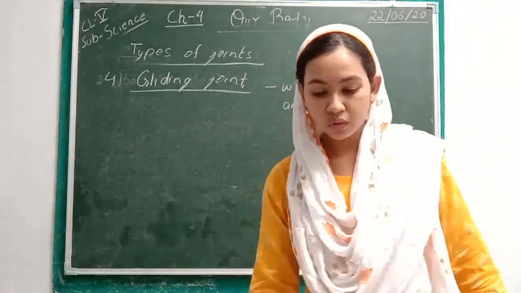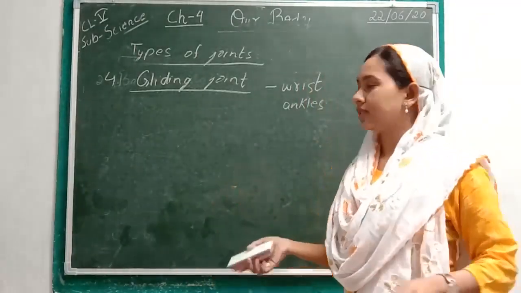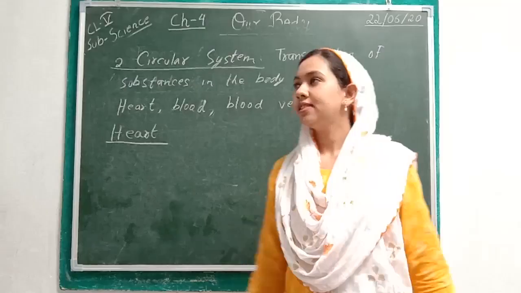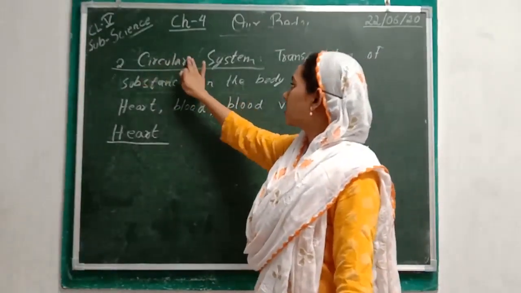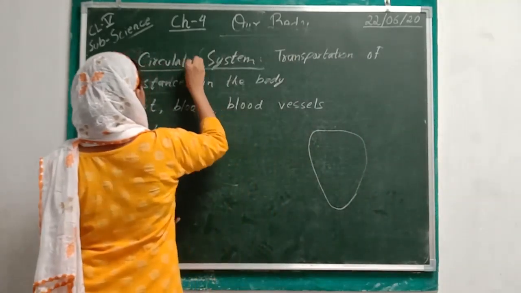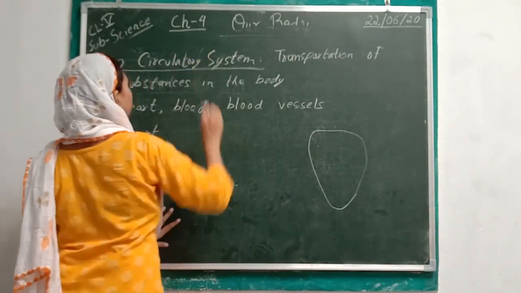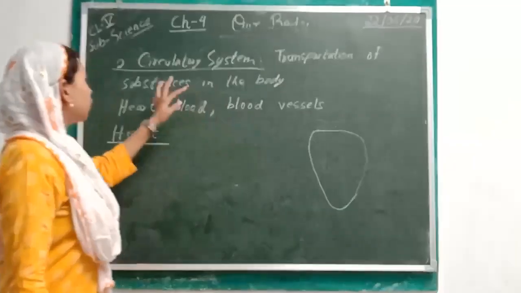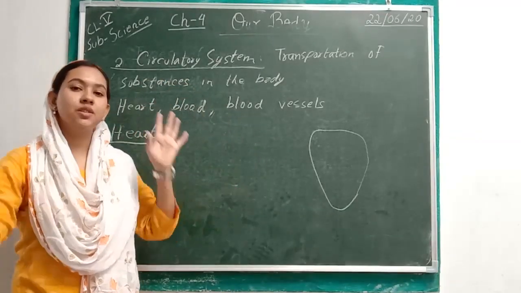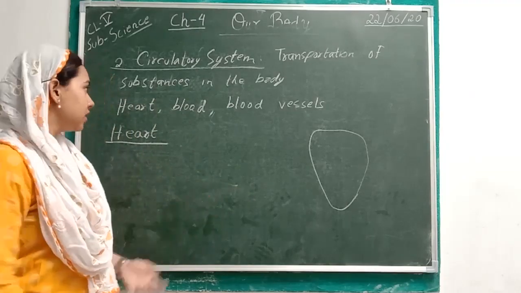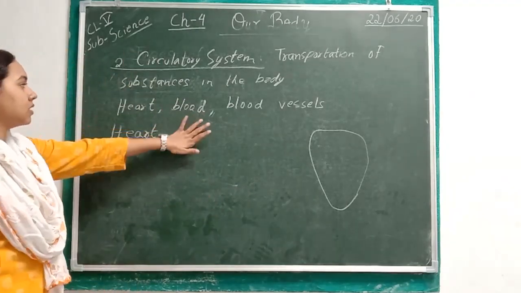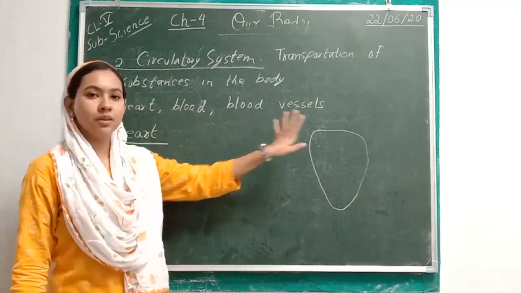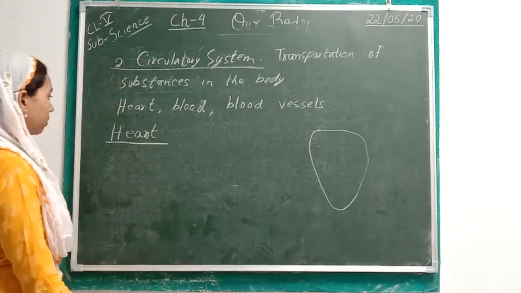So this was all about the joints and the skeletal system. Now we are going to start with the second system, that is the circulatory system. Okay, the circulatory system. This is a system which is responsible for the transportation of substances in your body. So there is basically a circulation inside your body. And this system consists of three parts: the heart, the blood and the blood vessels. So we'll discuss them one by one.